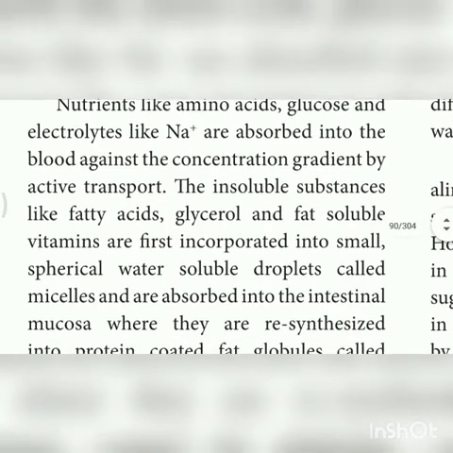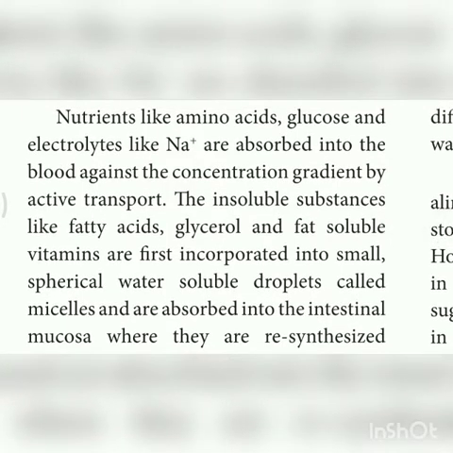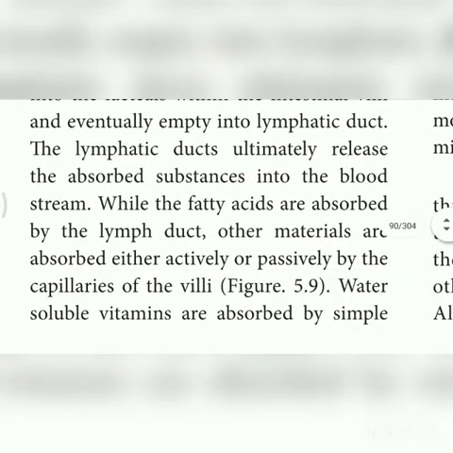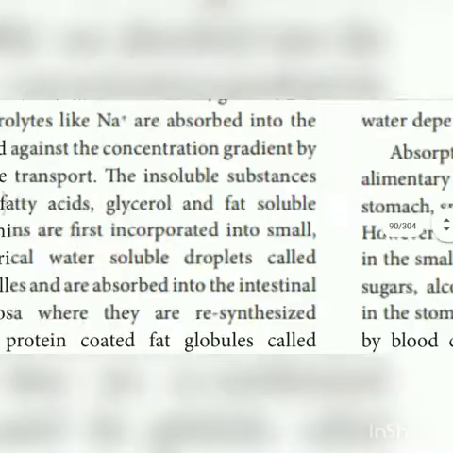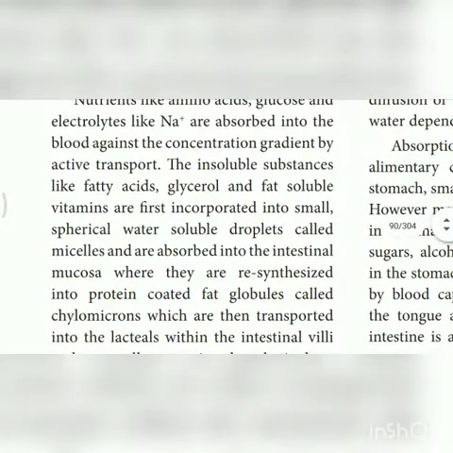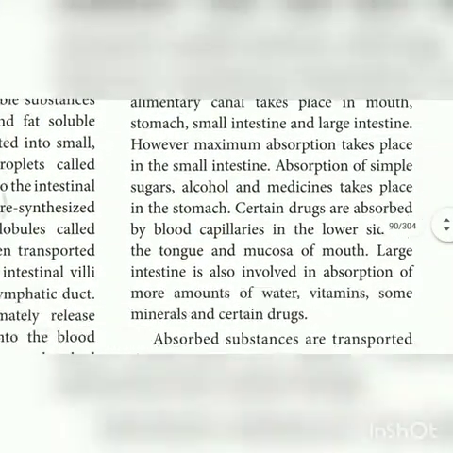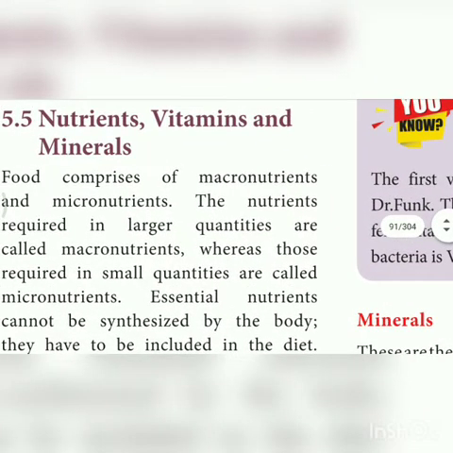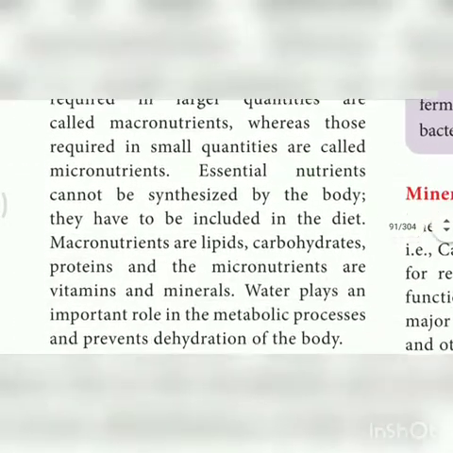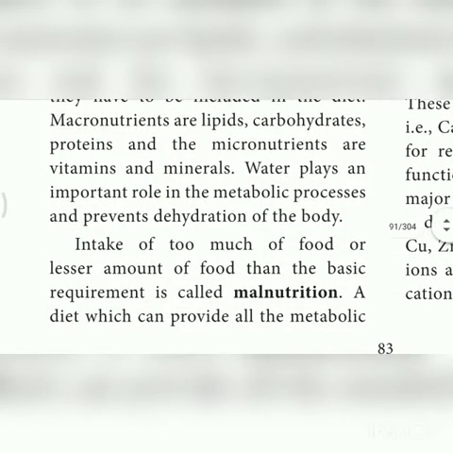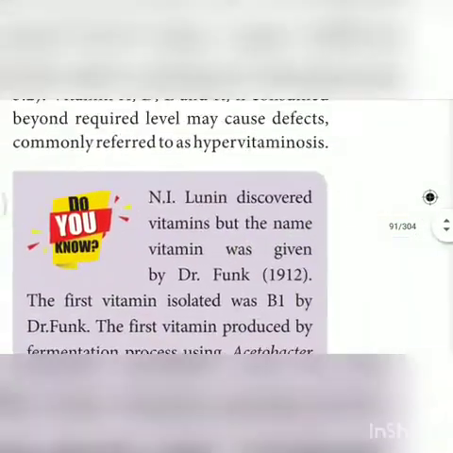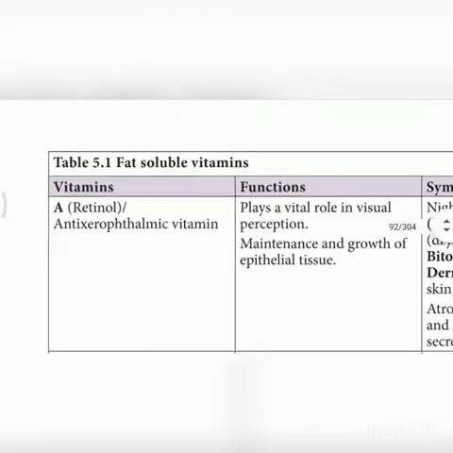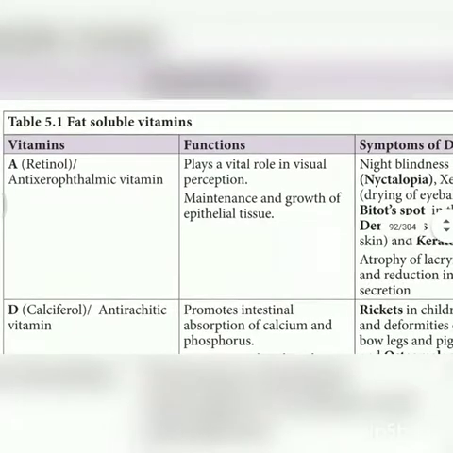And the last one is assimilation. The body tissues utilize the absorbed substances for their activities and incorporate them into the protoplasm of the cell, and this process is called assimilation. And you have to go through the different types of nutrients, vitamins, and minerals. There are different types of vitamins: fat soluble and water soluble vitamins. Fat soluble vitamins include vitamin A, D, E, and K, and water soluble vitamins include vitamin B and C.